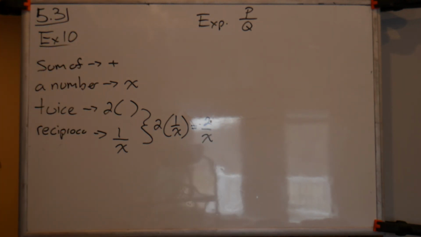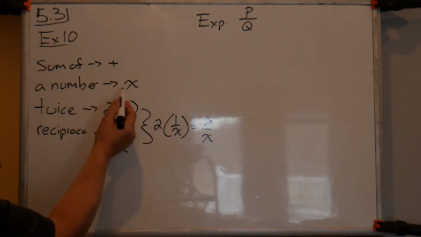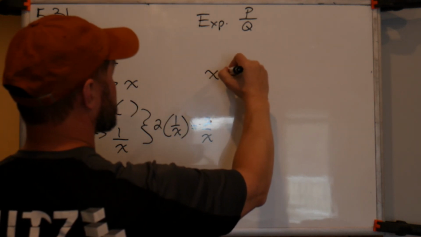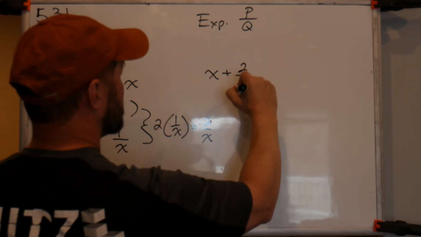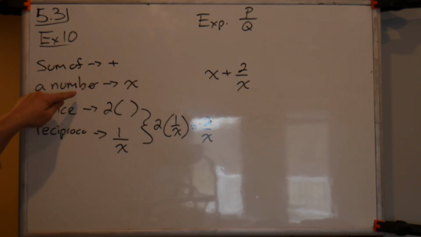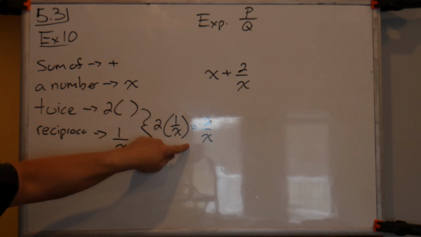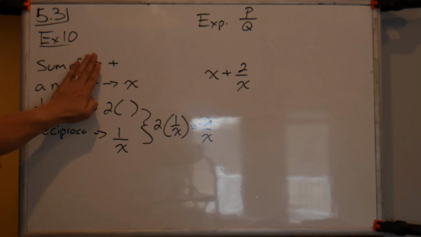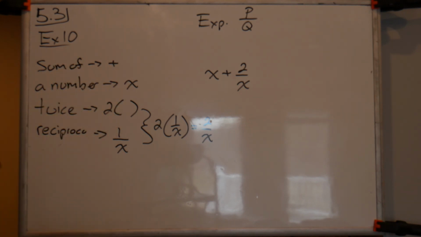is that piece. So for the sum of a number and twice its reciprocal, we have x plus 2 over x. The sum is added. What two things am I adding? A number and twice its reciprocal. So here I've taken the words and I've gotten rid of them and made them symbols, variables, numbers.